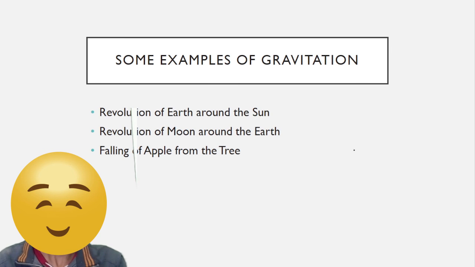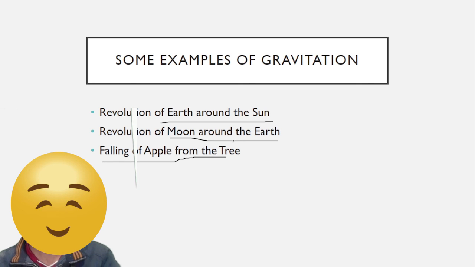So we have considered three examples: the earth around the sun, the moon around the earth, and the falling of an apple from the tree. So next time when you see all these phenomena, I hope you can explain this to any of your friends or anyone else. I hope you understood these concepts nicely. Thank you for being with me.